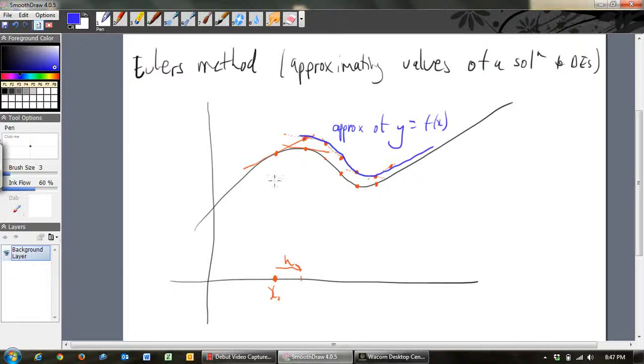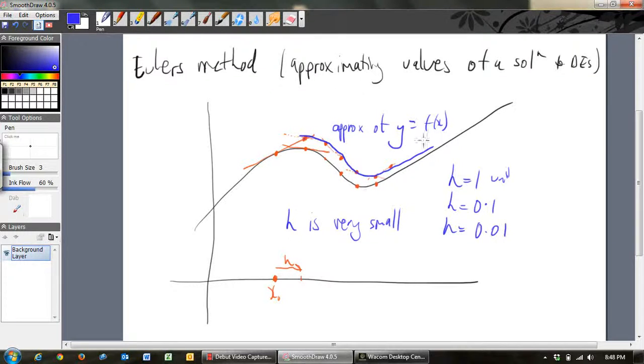But this looks pretty inaccurate, doesn't it? What happens is that as h gets very small, it gets more and more accurate, closer and closer to the function. If h was equal to 1 unit, that's generally considered quite bad. If h was equal to 0.1, that's actually pretty good. The smaller h gets, the better it gets.